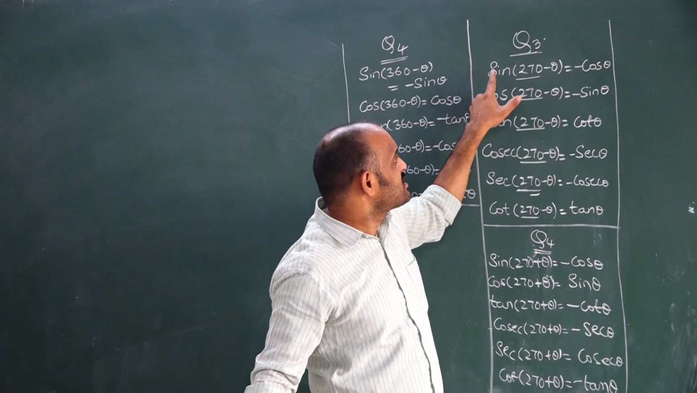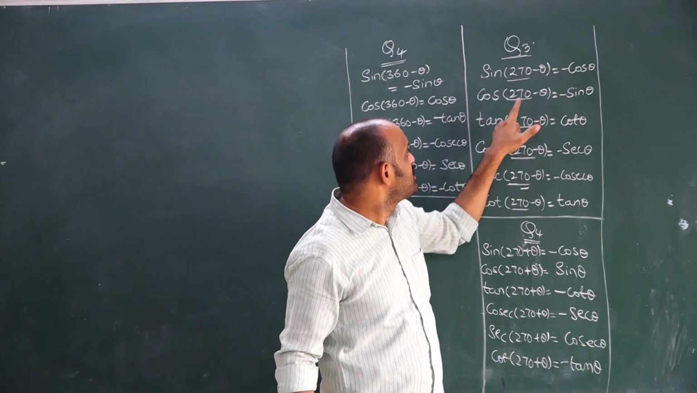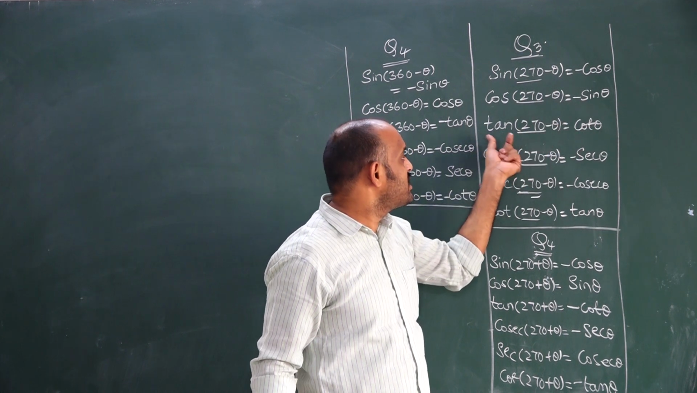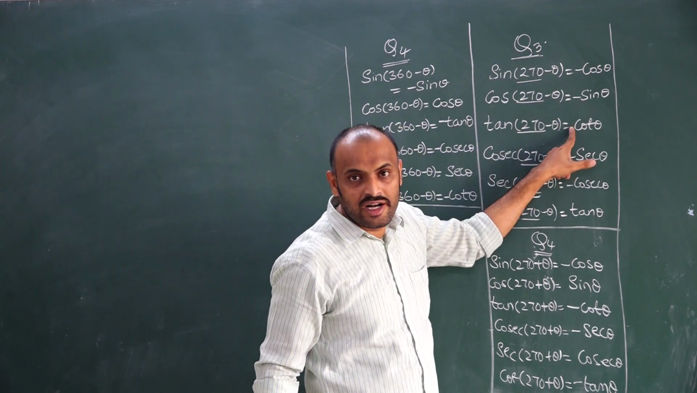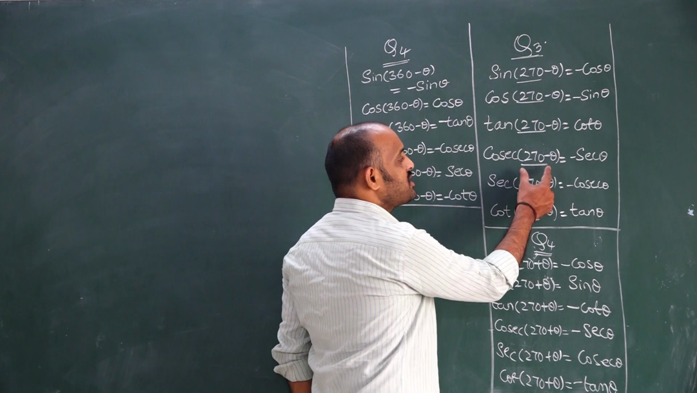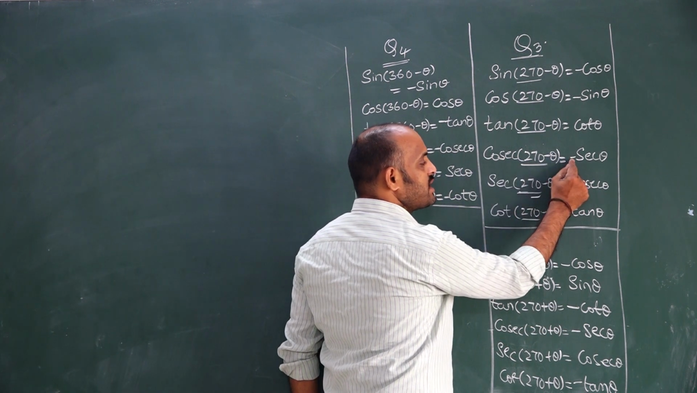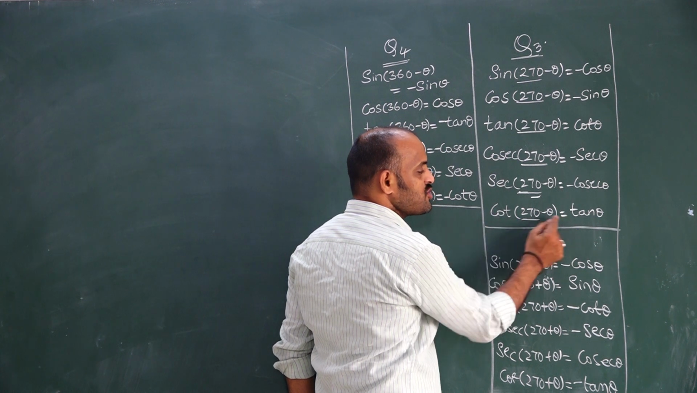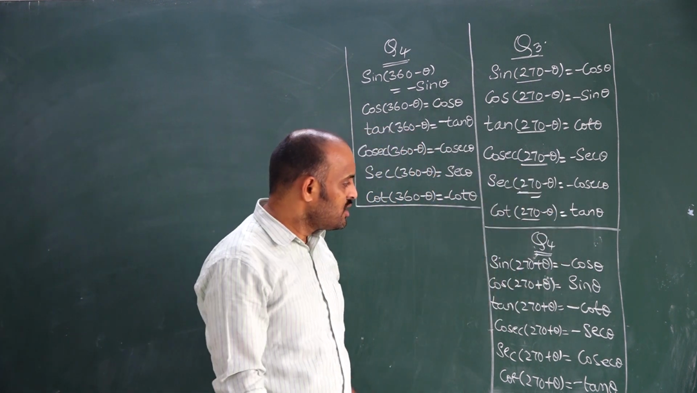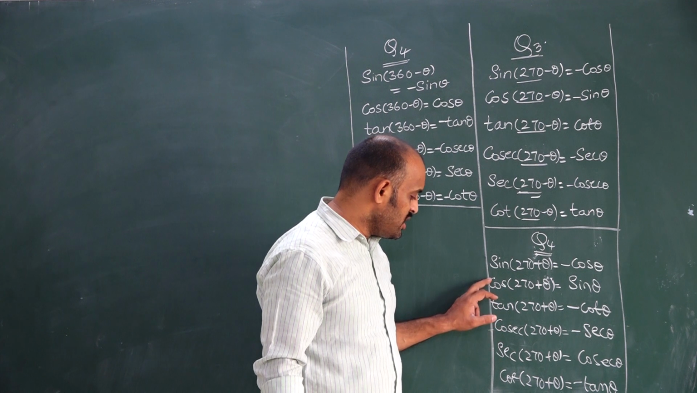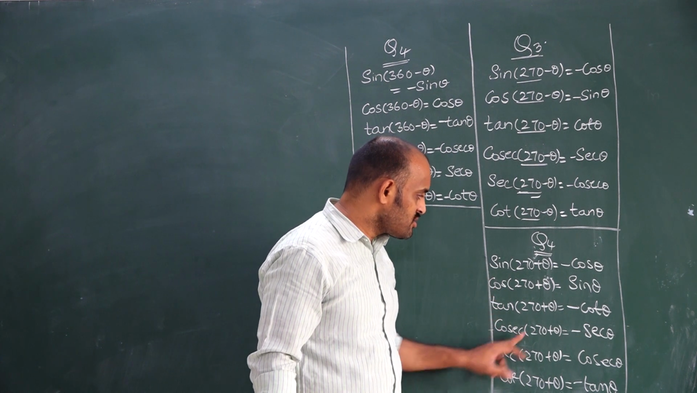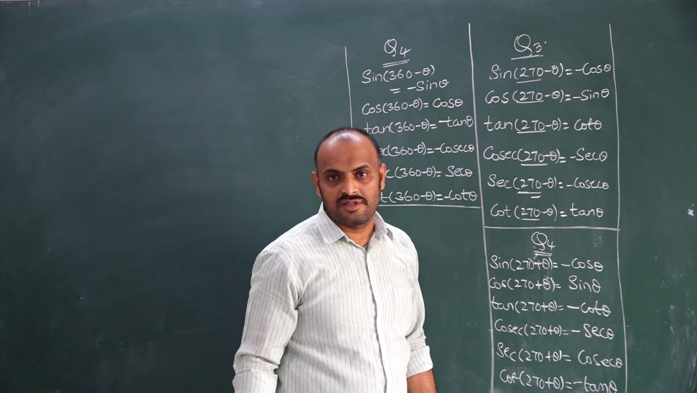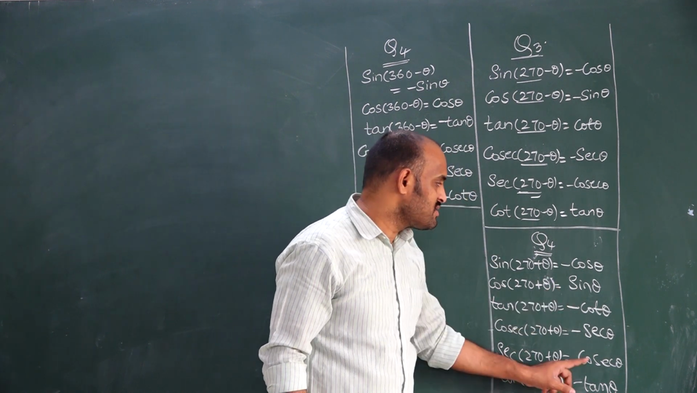In the third quadrant, sine is negative. In the third quadrant, cos is negative. That's why minus sign. In the third quadrant, tan is positive, so that's why I didn't use a minus sign. In the third quadrant, cosecant is negative, so minus. In the third quadrant, secant is minus. In the third quadrant, cot is positive. In the fourth quadrant, only cos and secant are positive. So see, cos and secant are positive. Remaining all are negative. That's why we have used negatives.